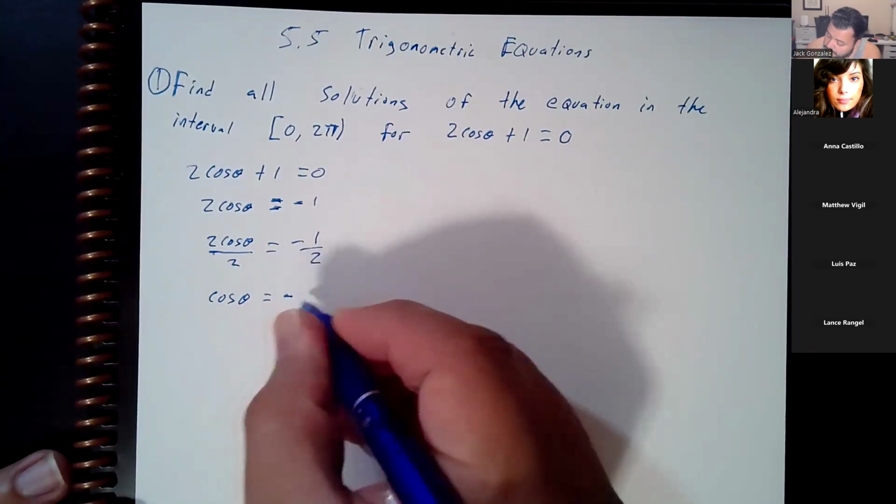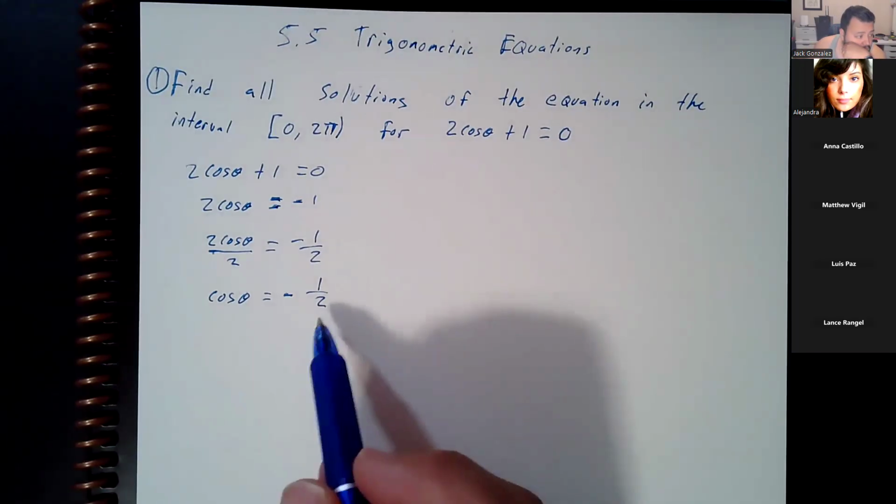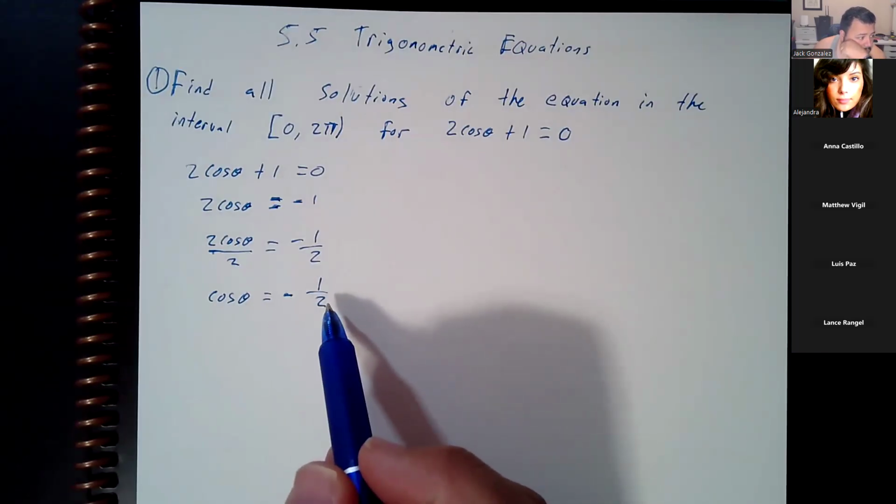So at this point we could use, I don't know if we've talked about that yet. Can't remember. Let me see. Yeah, we have talked about inverses, right? Do y'all remember? So you could apply them here. But anyway, since it's a simple value, we know when cosine is equal to negative half, right? Which angles would this be true?